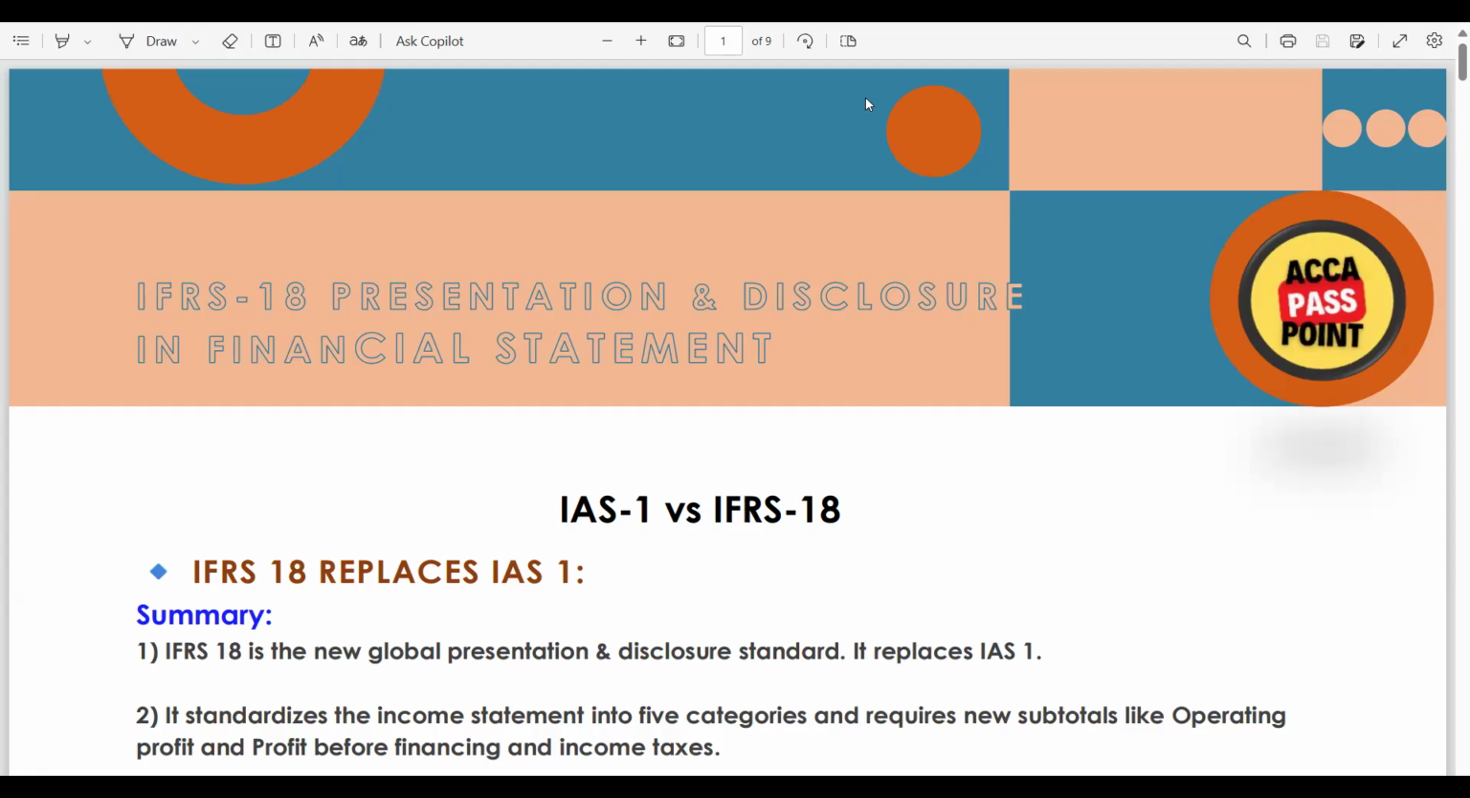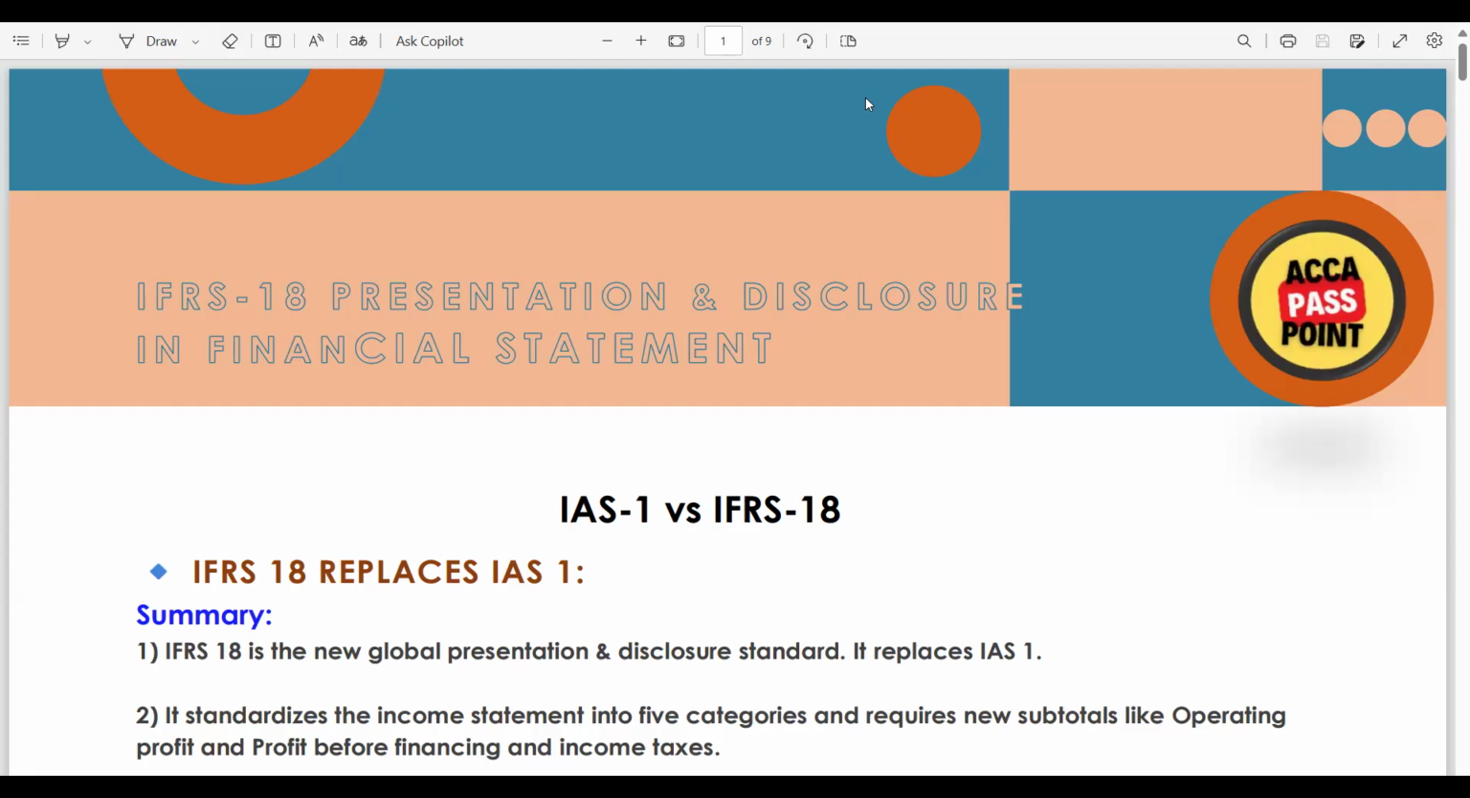The users are not only shareholders, but also stakeholders, meaning general users. So for better understanding and better transparency for the users, IFRS 18 will further divide the profit and loss account into five categories so that non-financial users or non-financial persons can also get a better idea.